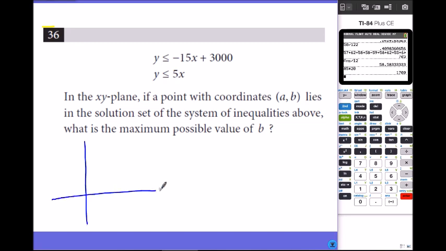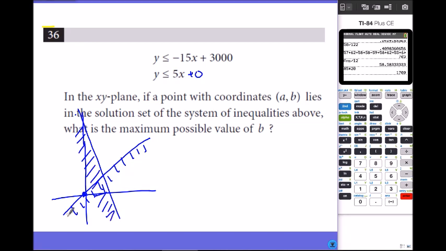In general, here it's a slope of 5 with a y-intercept of 0, so it looks like this, and it has to be less than or equal to, so below the line. And here's a negative slope starting from, let's say, 3,000, with a steeper slope, and again it has to be less than or equal. So the region that we are looking at for the solution is the overlap region, which is this.